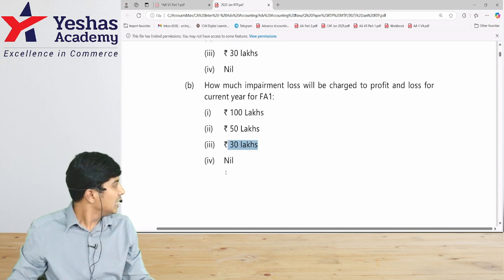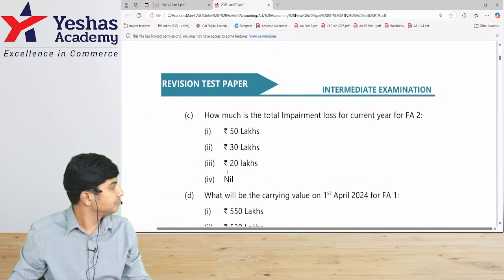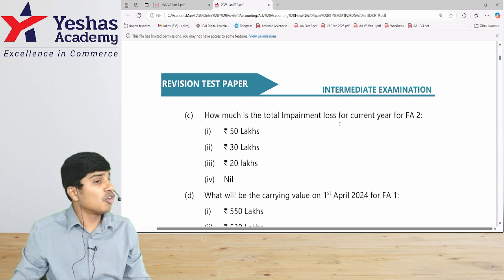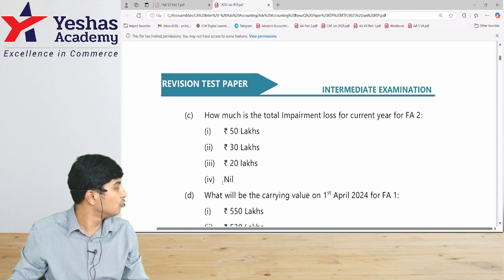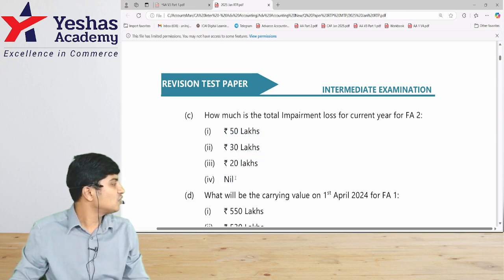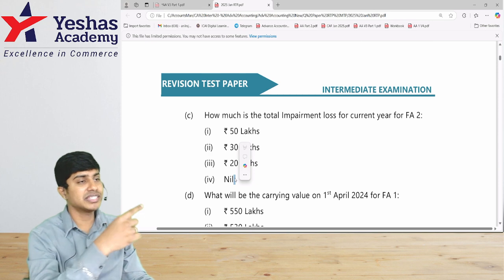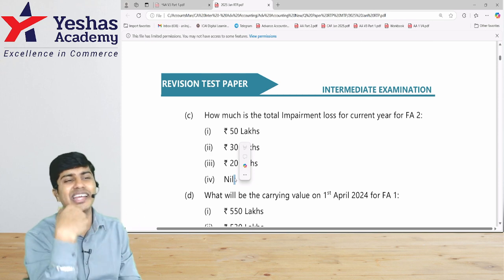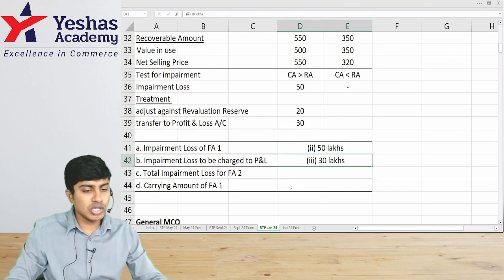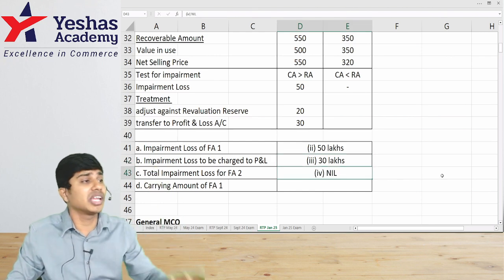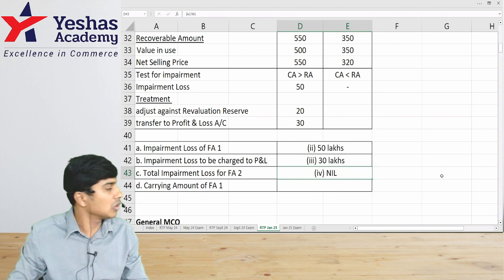Understood this? Let's see question C. How much is the total impairment loss for the current year for FA2? Option 4, nil. Why? It has passed that test. Basically, what has happened is carrying amount is lesser than recoverable amount. Impairment loss will come only when carrying amount is more than recoverable amount. So there is no impairment loss.